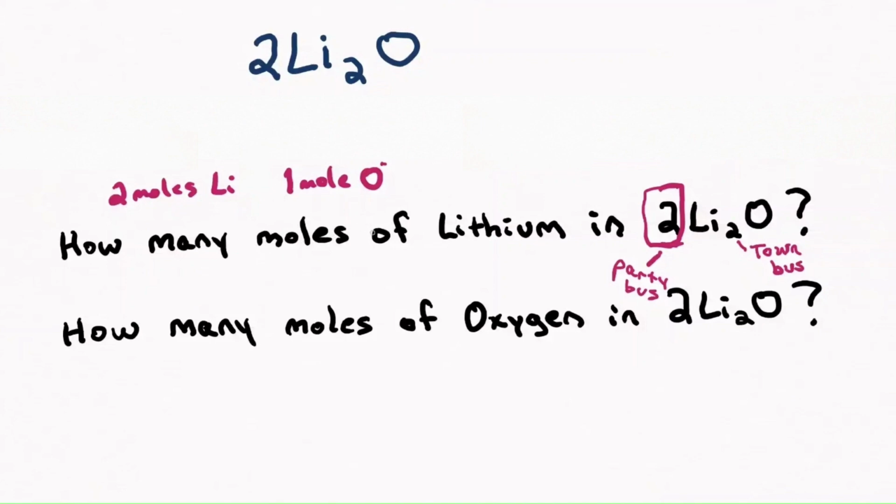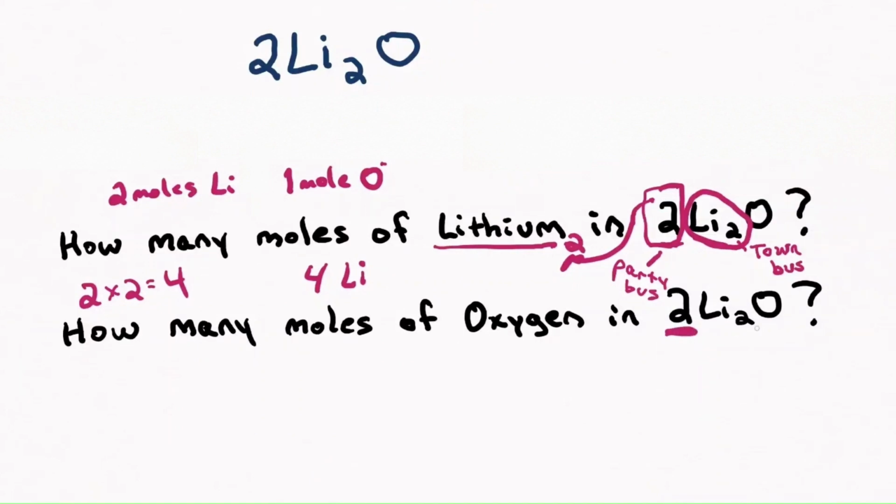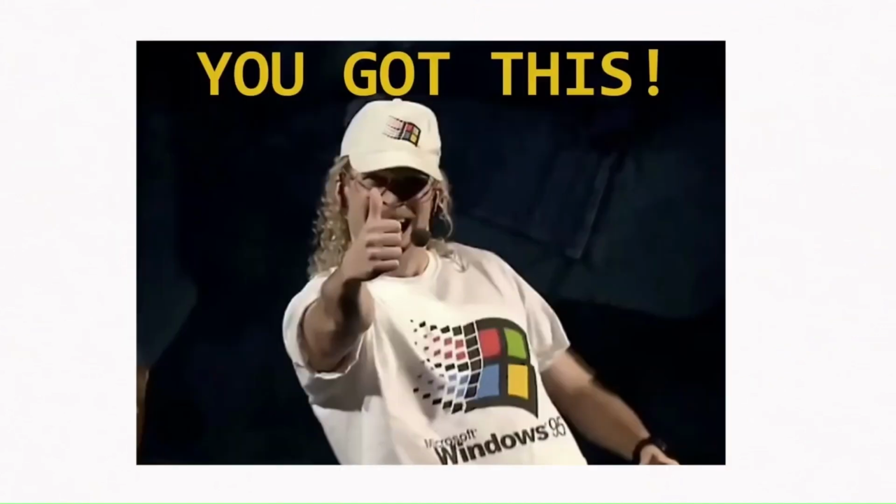So, if there are 2 lithiums in Li2O, but there are 2 Li2Os, then wouldn't there be 4 lithiums? 4 moles of lithium? Because 2 times 2 is 4. Now, how many moles of oxygen are in 2 moles of lithium oxide? Well, this is just an invisible 1, right? And there's 2 party buses, and there's 1 mole in each party bus, so that's 2 moles of oxygen in 2 moles of Li2O.